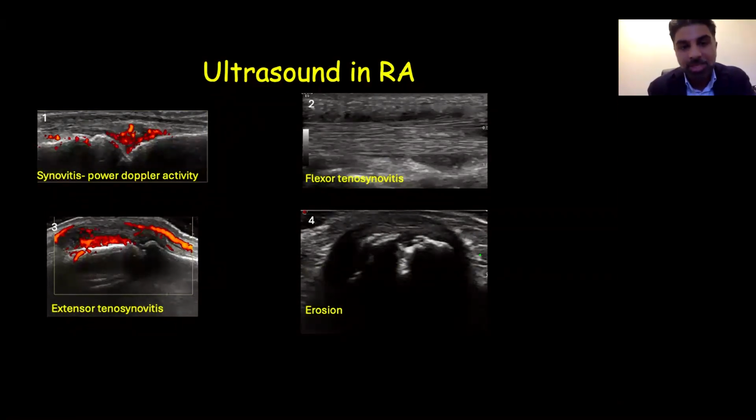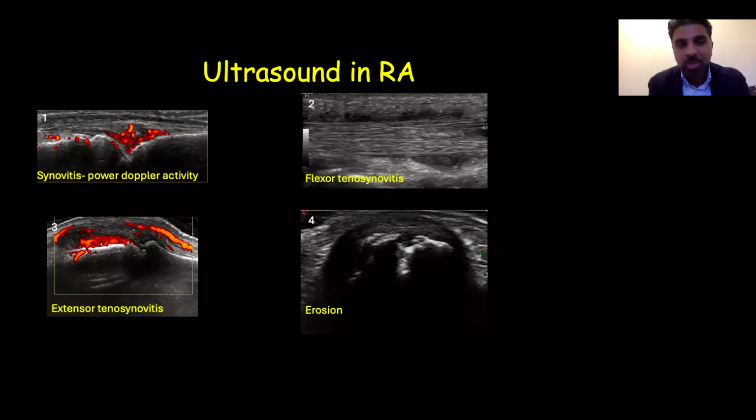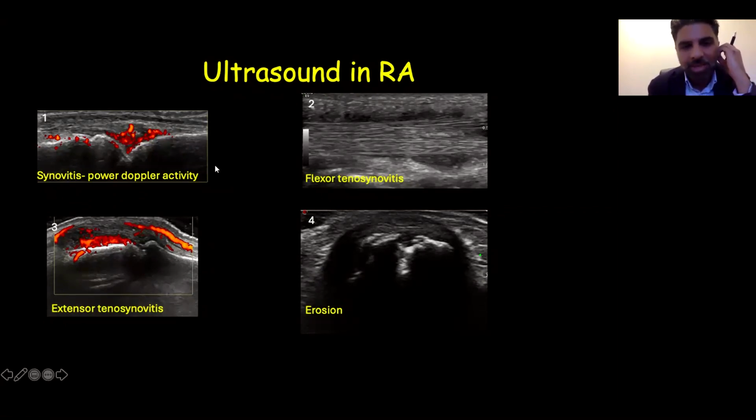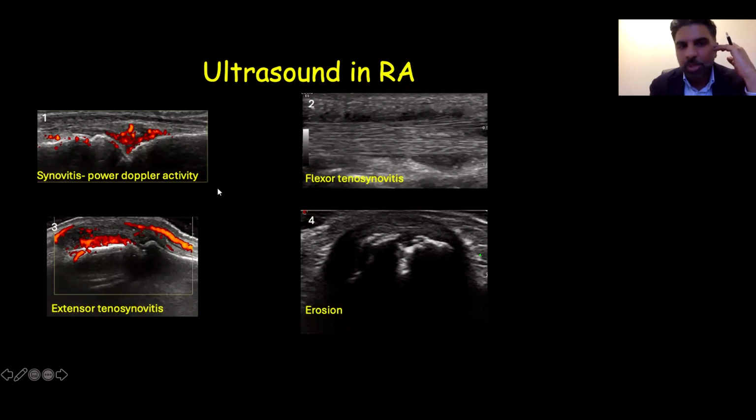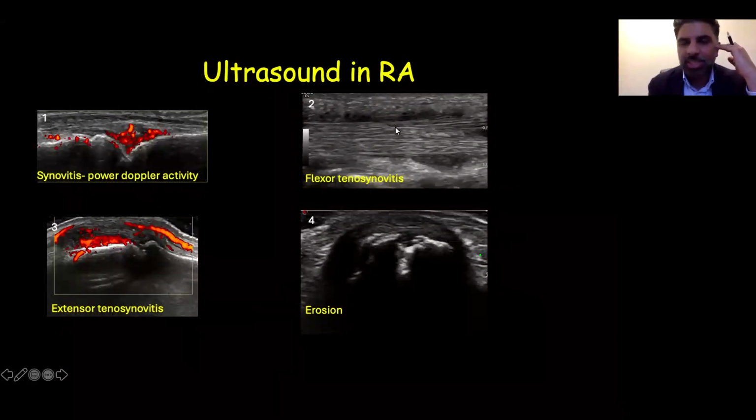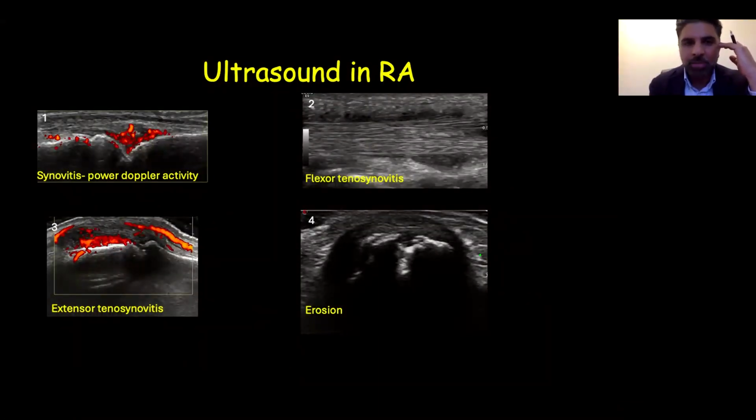Well, we've seen synovitis, which I've showed you, a synovial hypertrophy. But here on the image on the left-hand side, number 1, you can see that there is quite a lot of synovitis within this joint, and you've got lots of power Doppler activity. This is one of the commonest features that we tend to see. We also tend to see some flexor tendon inflammation as well. So here you've got some flexor tenosynovitis on image number 2. And if we look at image number 3, you've got some extensor tendon inflammation as well. Again, another common feature of this condition.